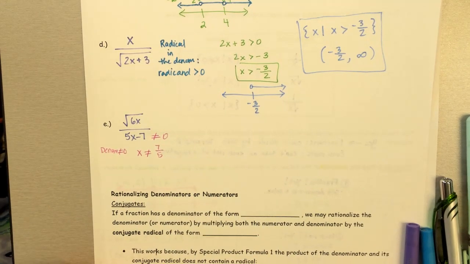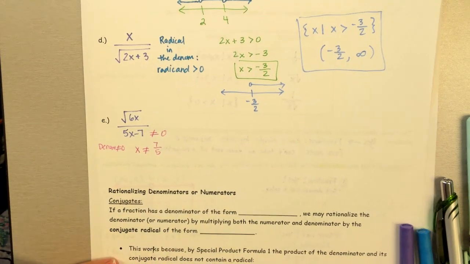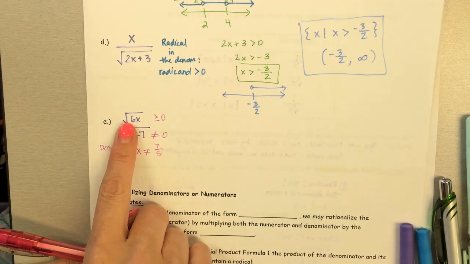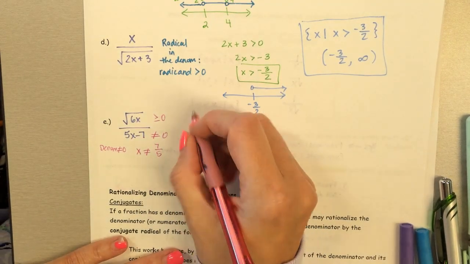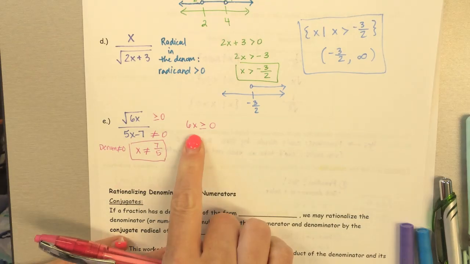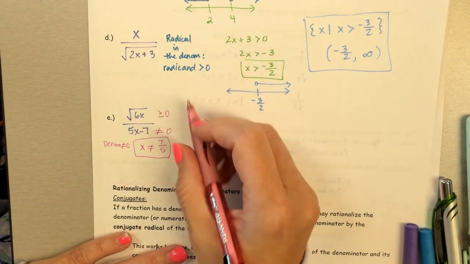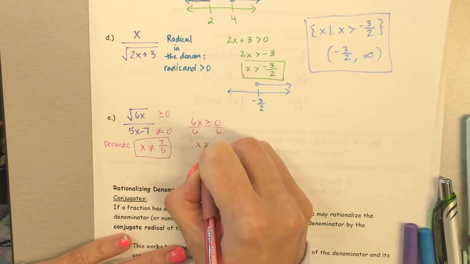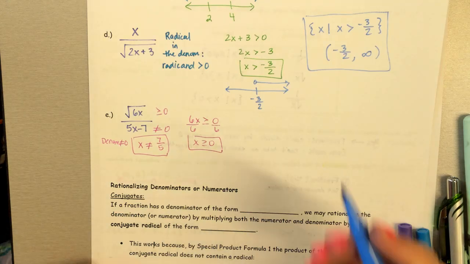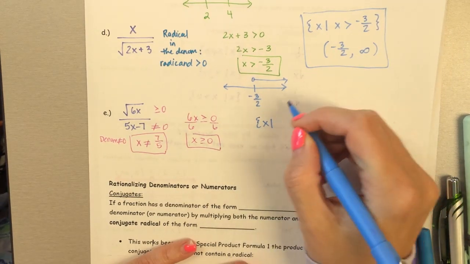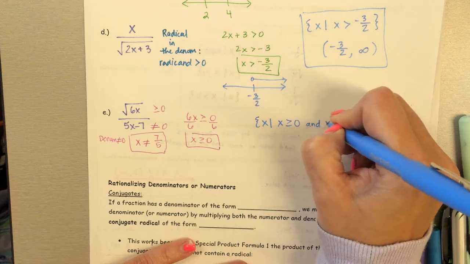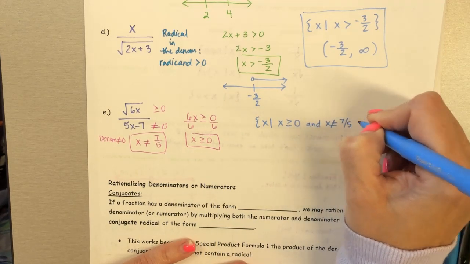Now, the numerator has a radical in it. So first step fraction, second step radical. Whenever you have a radical, if it's on the top and not on the bottom, it's greater than or equal to 0. So this is going to be part of it. The other part has to come from solving this inequality. If I divide each side by 6, I have x is greater than or equal to 0, and then I have to combine those two together. So when you're doing that in set builder notation, you can just say x is greater than or equal to 0 and x cannot be 7/5.